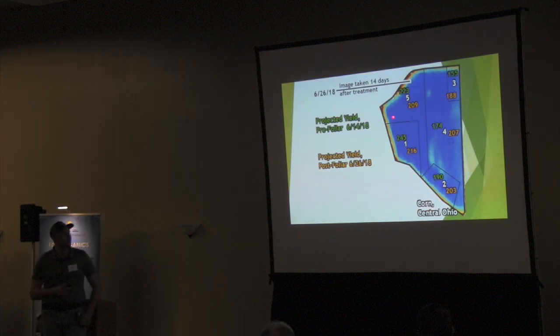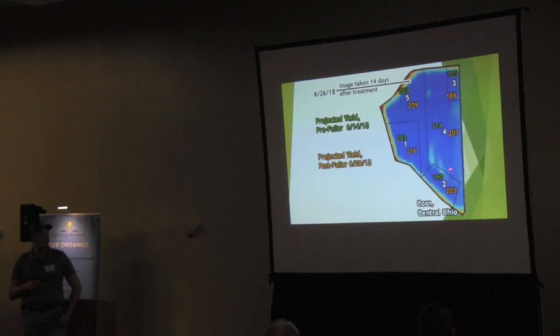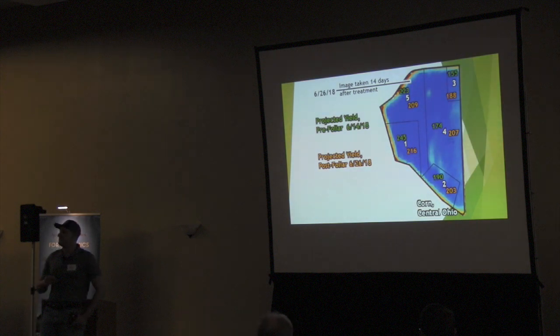Okay, so he leveled his yields out. The projected yield as of 6/26 is in yellow on the bottom here. So he pretty much leveled his field out with great increases where he did the foliar, but he didn't foliar the whole thing. So he lost some yield here. But his main goal was, he says, I don't like seeing that yellow. I want to see the blue.